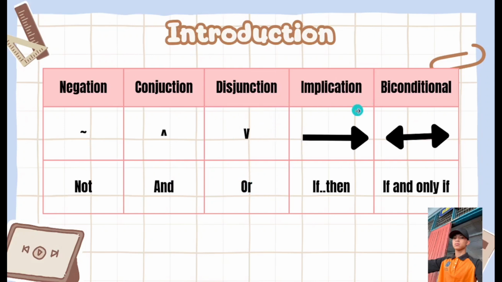So implication is this arrow symbol, and it stands for if, then, an if and then statement. This biconditional has two arrows, left and right. So it stands for if and only if.